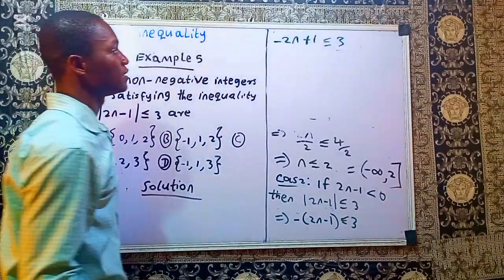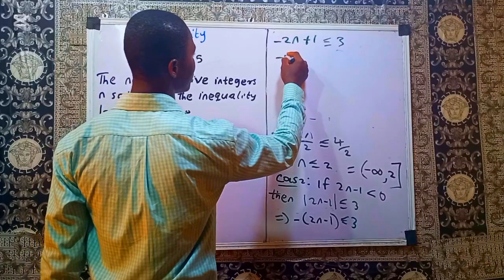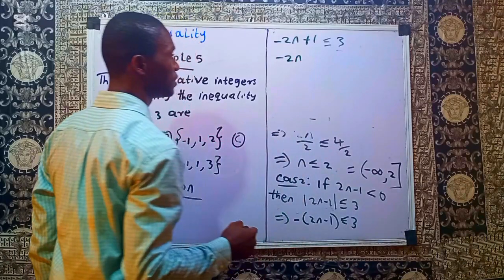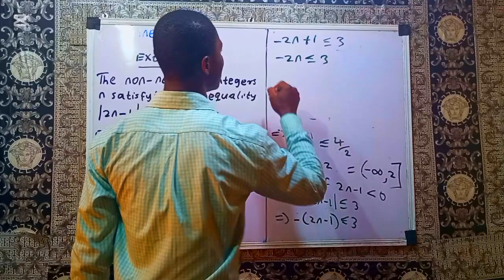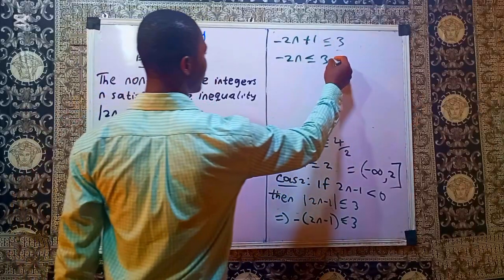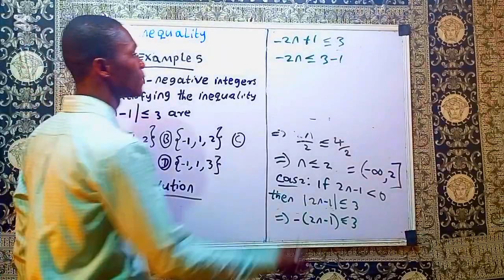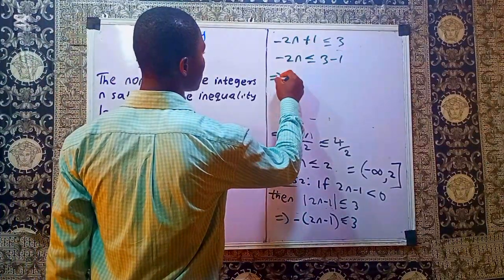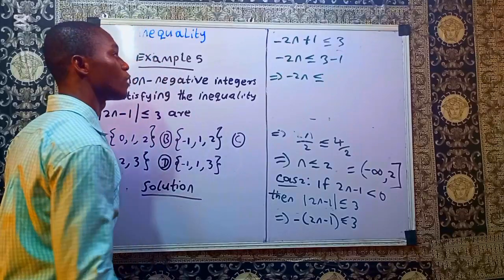That's what I have. Then I can move positive 1 to the other side. I have negative 2n left at the left hand side, then less than or equal to 3. If I move positive 1 to the right, I have negative 1. So I'm having 3 minus 1 at the right. So this implies minus 2n is less than or equal to 3 minus 1, which will give me what?